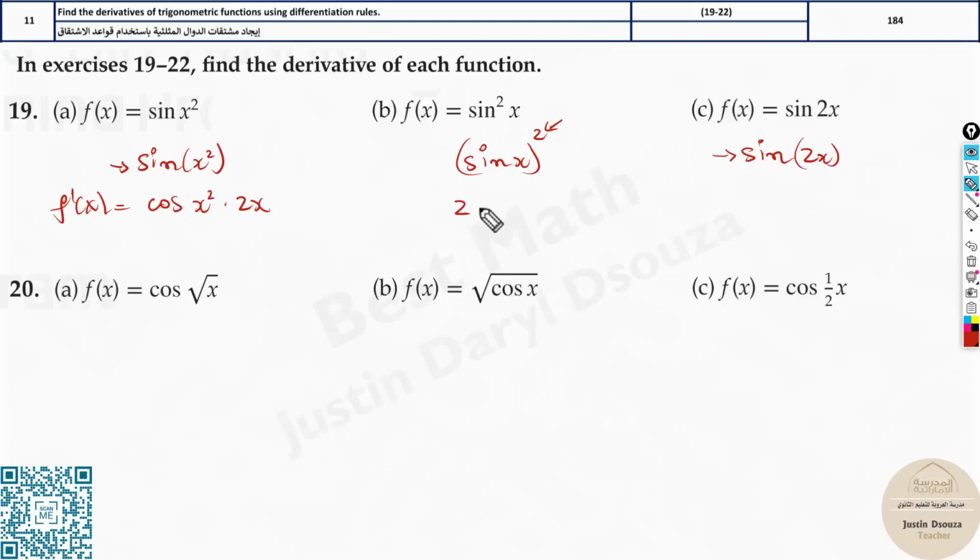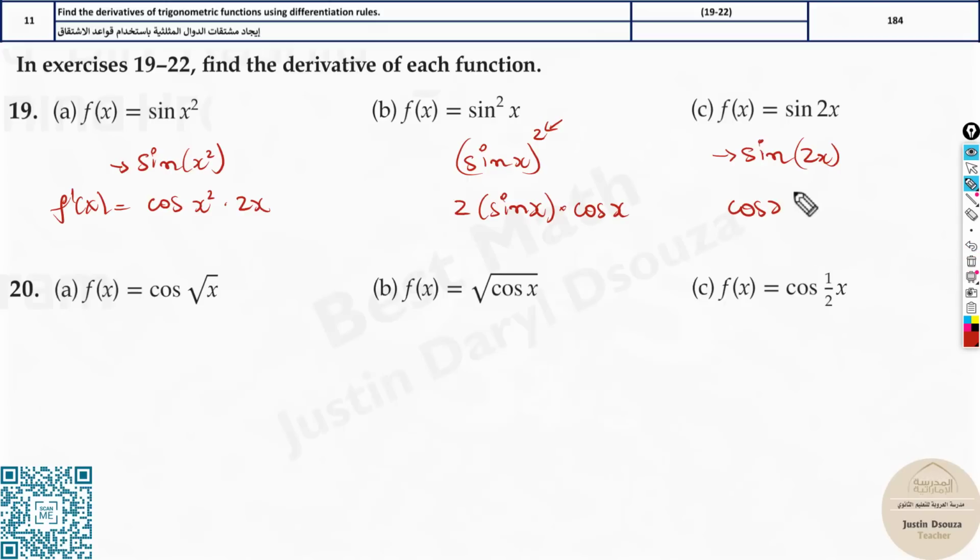Now over here it'll be 2 times sine x, because we have to derive the power first. 2 comes down, and then what happens to the derivative of sine x? It'll be cosine x. That's it. So the 2 comes down, sine x, and the derivative of sine x is cosine x. It's positive. And then over here as well, we first derive the outer function, cosine.